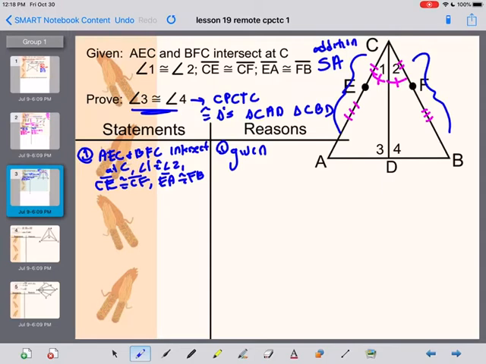So hopefully you notice again, we have that reflexive in play. So that's going to be our third piece. And then I know it's going to be SAS. So now we have our plan. Let's put it into motion.